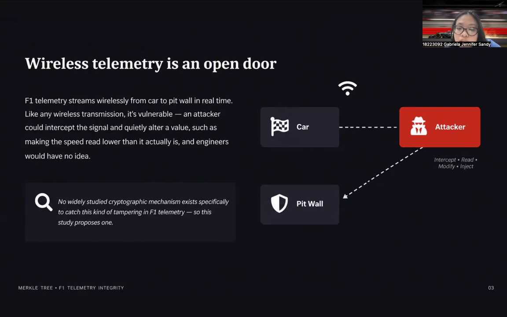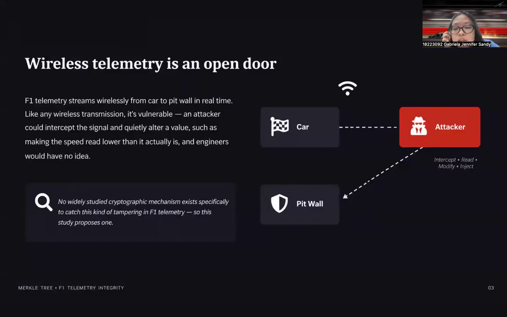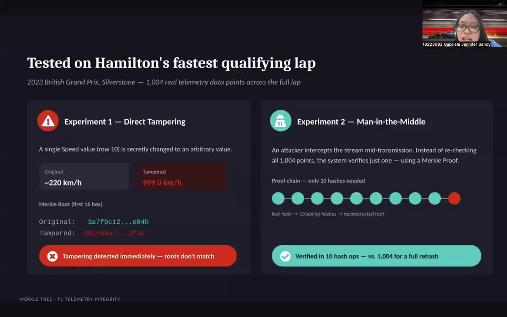So, to test this, real telemetry data from Lewis Hamilton's fastest qualifying lap at the 2023 British Grand Prix was used. It was 1,004 data points across the full lap, and two experiments were run. In the first, a speed value was secretly changed to 999 kilometers per hour, and the Merkle root immediately changed, flagging the data as compromised, so the tampering is detected.